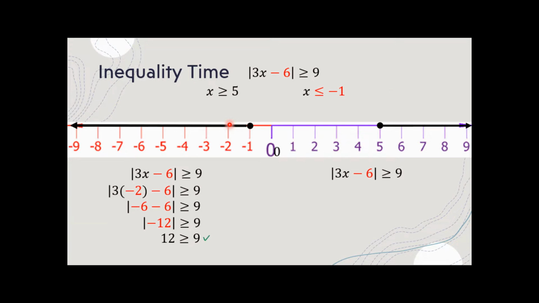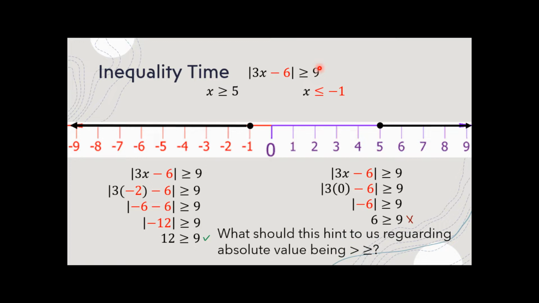Okay. What about this side? Well, we're going to bring in that 0. 3 times 0, well, that's going to get us a 0, so it's the absolute value of negative 6. And we're trying to say 6 is bigger than or equal to 9. And that's not true. So you can see that when we have it facing this side, the absolute value is bigger than something, we're always going to have the OR situation pop up. So that should be a good indicator of what to do with that, okay?